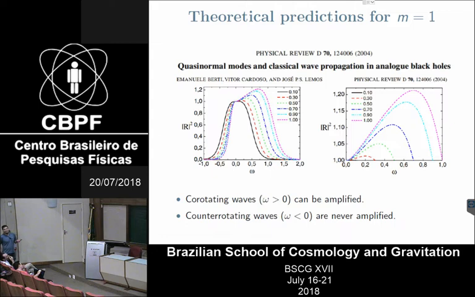Sorry, can you say that again? Counter-rotating waves, right, but near zero, you never get them amplified. Yes, they can never get amplified, only co-rotating ones. These curves here go to r=1 when omega is 0. You can see here that when omega is 0, they are all going through 1.